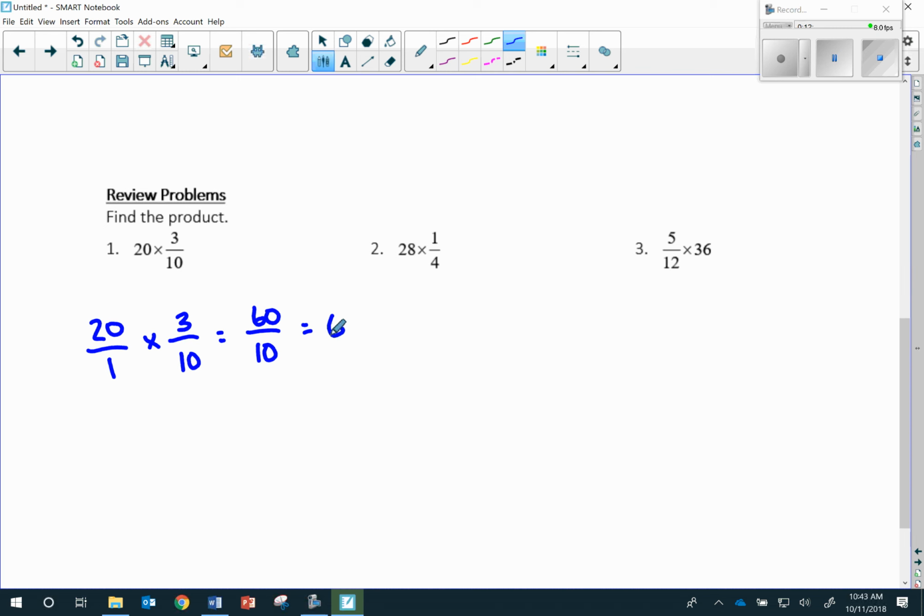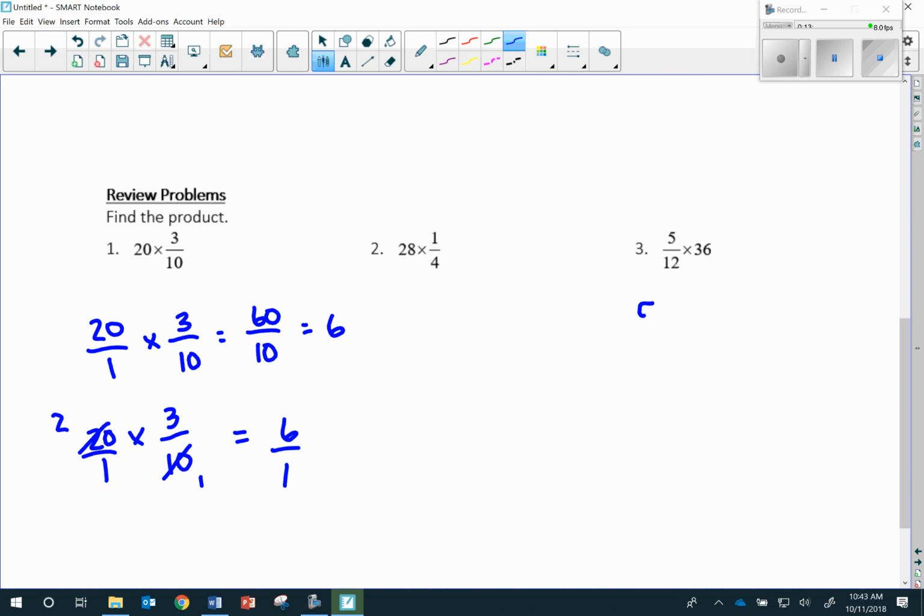Another way to do this would be to cancel before we multiply. So again, we would set it up as 20 over 1 times 3 over 10. We can simplify by dividing both 20 and 10 by 10. 20 would then turn into 2, 10 would turn into 1, which then we multiply 2 times 3 is 6 over 1. So we get the same answer. I'm going to let you try number 2, and I'm going to jump to number 3.